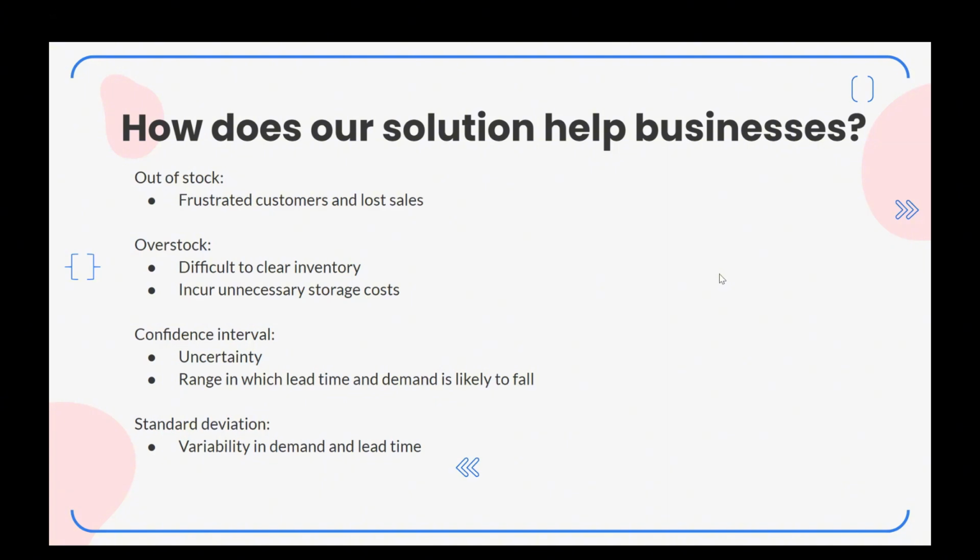Standard deviation is critical in inventory management. Standard deviation measures the variability in demand and lead time. The greater the standard deviation, the more unpredictable our inventory needs become. This is where safety stock comes into play, acting as a buffer against unexpected demand spikes or supplier delays. Without safety stock, there is great risk of stockouts, causing delays and dissatisfied customers.